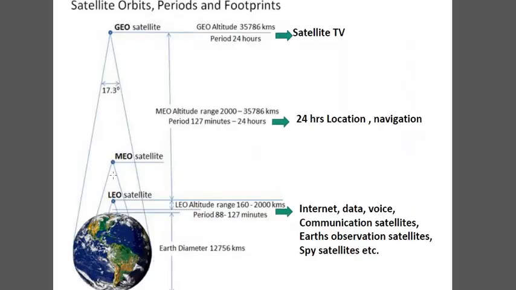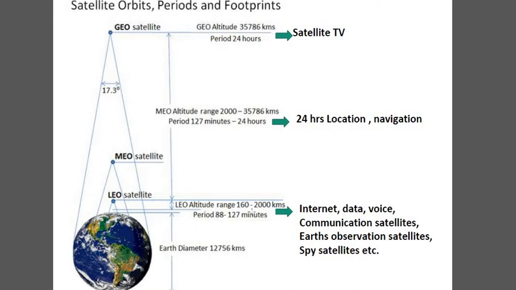Here we can see clearly the different satellite orbits, how much period they require, and what the footprints are, meaning how much area they cover. First, LEO, that is your low Earth orbit. In this low Earth orbit, the altitude range is 160 to 2000 kilometers, which means the period will be 88 to 127 minutes.